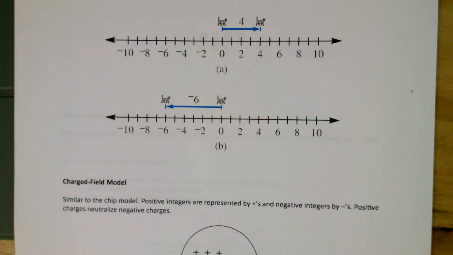Okay, for this one right here. Because if you see for 4, you start at 0 and face the right and go to the right 4 places. And then for -6, you start at 0, but go to the left to -6.